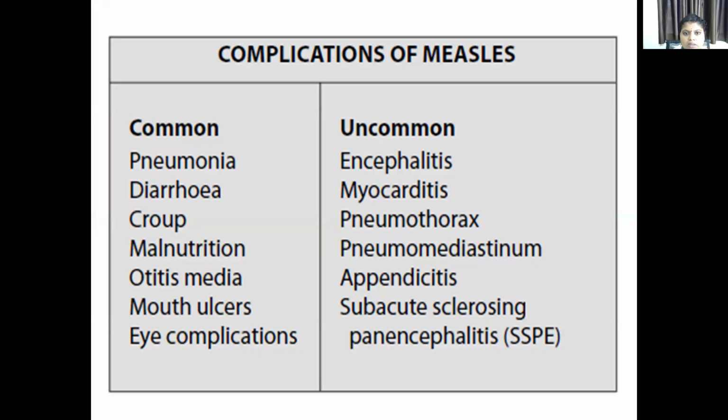These are some of the complications of measles. The final complication is a rare case: sometimes it enters the central nervous system also. Rarely we will see subacute sclerosing panencephalitis also.